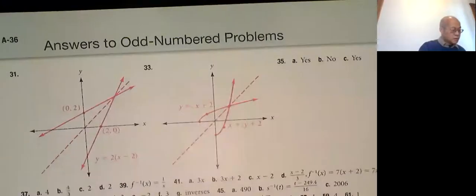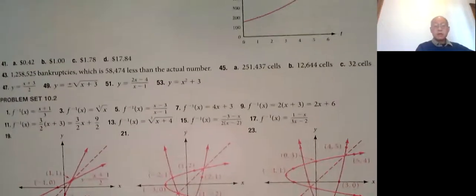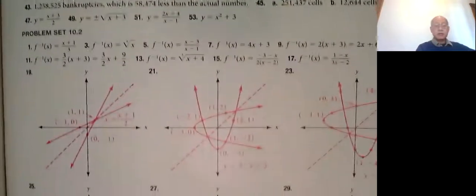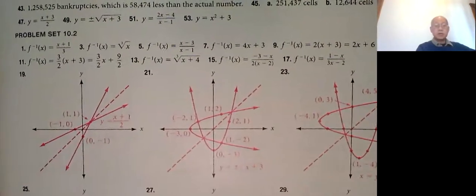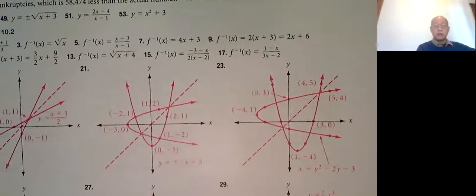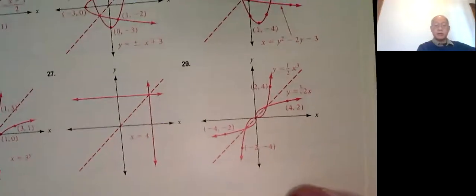See 10 point... that was 10.3, so we want 10.2. Turn back a page. Here are 10.2. See some of that. And then we have some graphs here. So 19, 21, 23. And I think that's all we have to do.